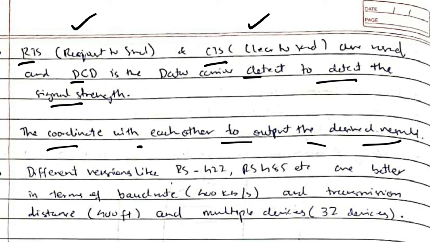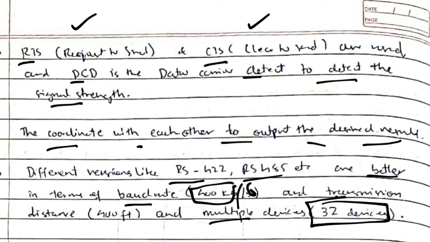And there are many versions like RS422 and RS485, which are better in terms of baud rate, meaning how much data is getting transferred per second, and there are multiple devices that can be connected at a time, and how much transmission distance will be possible, that will be better in the different versions.